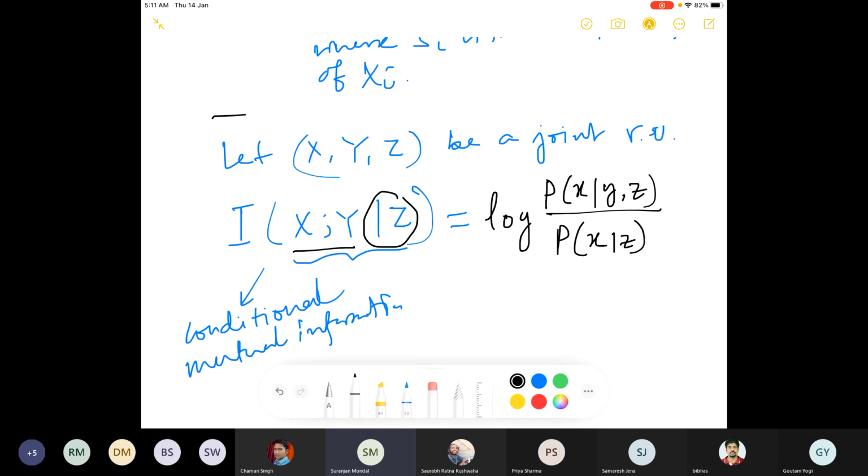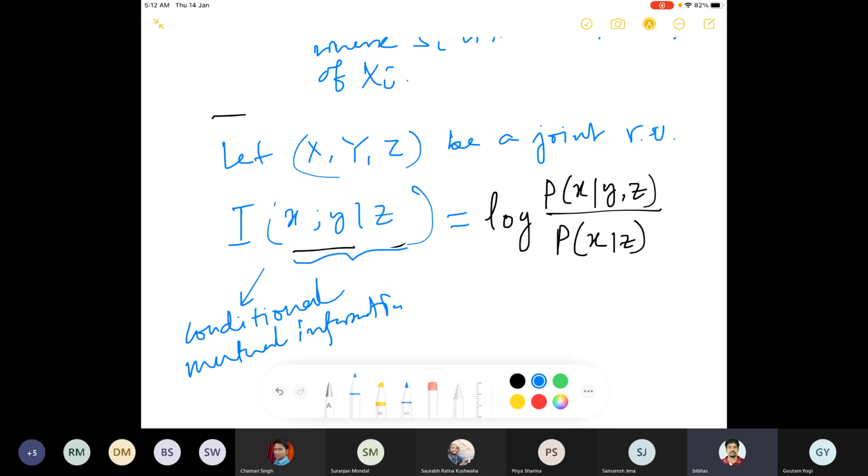Sir, when we write capital X, capital Y, that was the average mutual information, so shouldn't there be a summation? Sorry, this will be all small. I have to take the average, then only can I write capital. Yes, you're correct. I have to write it like I(X;Y given Z).